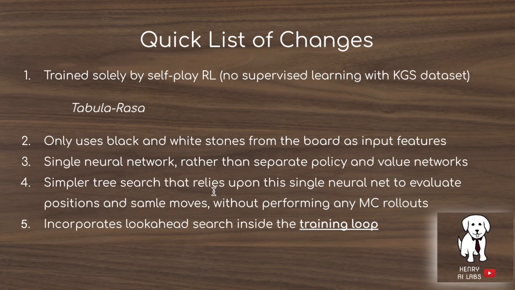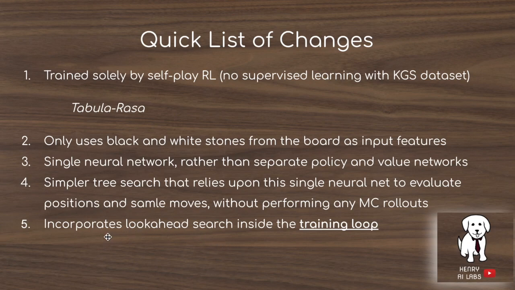The fourth is that it has a simpler tree search that relies upon the single neural net to evaluate positions and sample moves without performing any Monte Carlo rollouts. So in the previous AlphaGo, we had this lightweight rollout policy that we used to, when we got to a leaf node in our Monte Carlo tree search, send down all the way to the end of the game, and then we'd get that Z sub L, whether we won or lost in the rollout, and use that to update the max values in the Monte Carlo tree search.